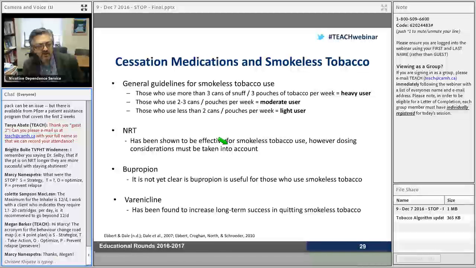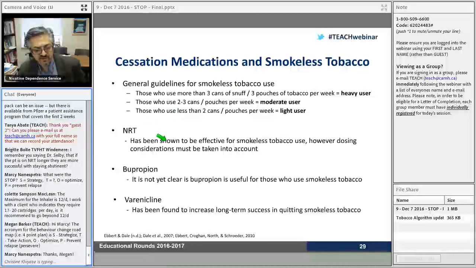So how do you help people quit oral tobacco when using pharmacotherapy? Here's how some of the classifications work. So they're using 3 cans of snuff or 3 pouches of tobacco per week. They're heavy users. Those who use 2 to 3 cans are moderate, and less than 2 are light.